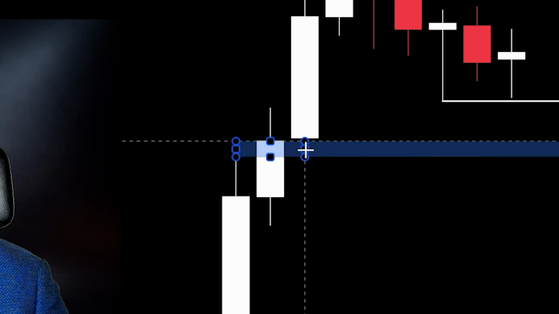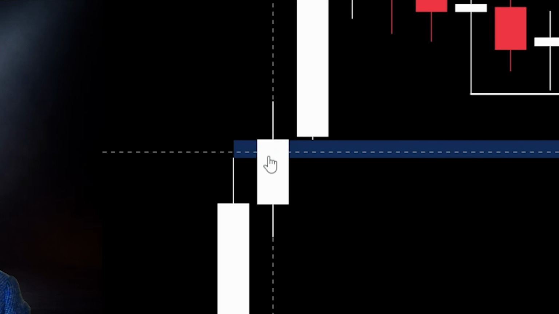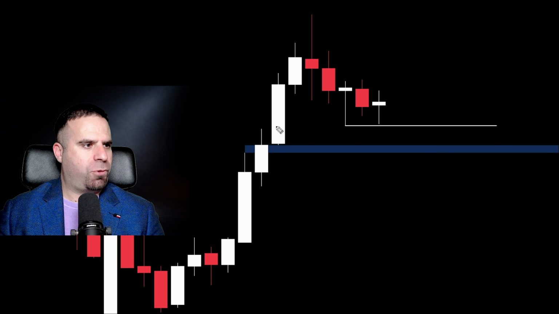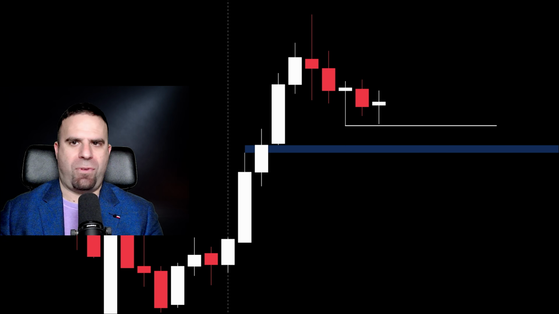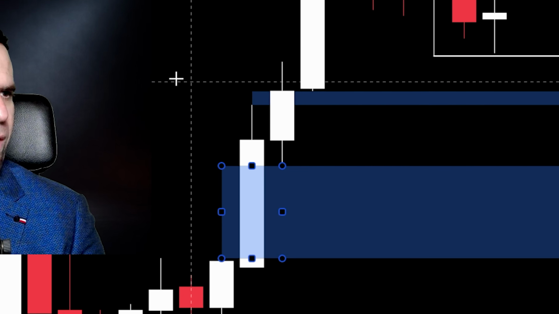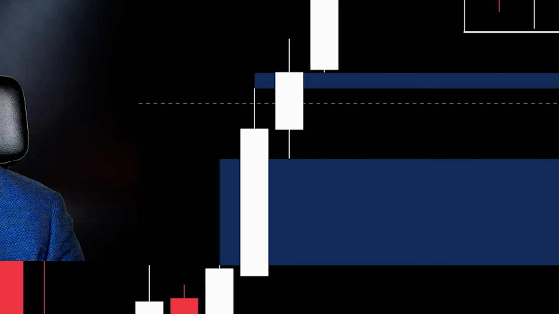One being this fair value gap, this tiny one right here, that is created from those three candlesticks right here, 1, 2, and 3. The bottom of this candlestick and the high of this candlestick created this fair value gap right here. And I also have another fair value gap, which is right below it, which is this huge fair value gap that you see exactly right here.